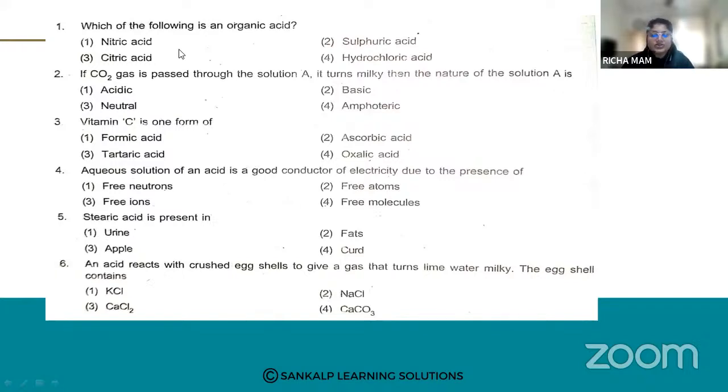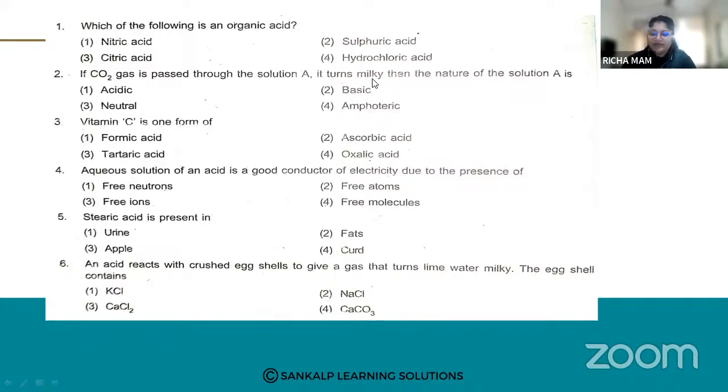So this is the first question which we are going to discuss. Which of the following is an organic acid? First one, nitric acid. Second one, sulfuric acid. Third one, citric acid. And fourth one is hydrochloric acid.